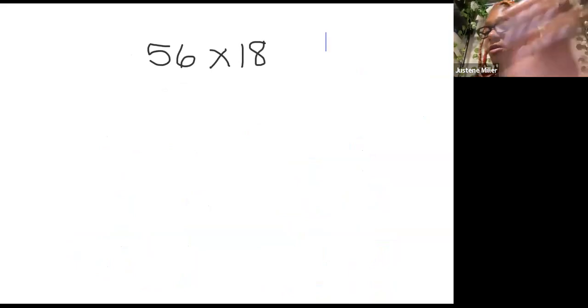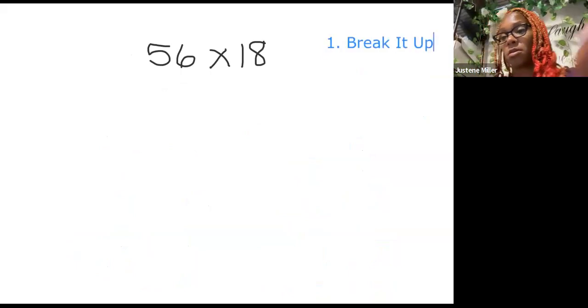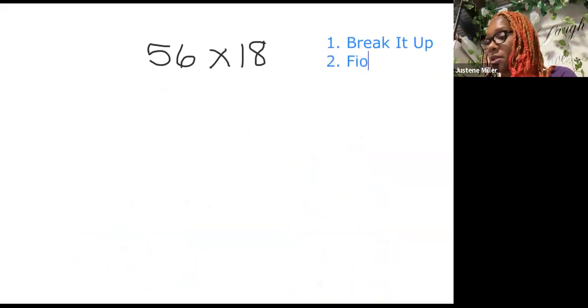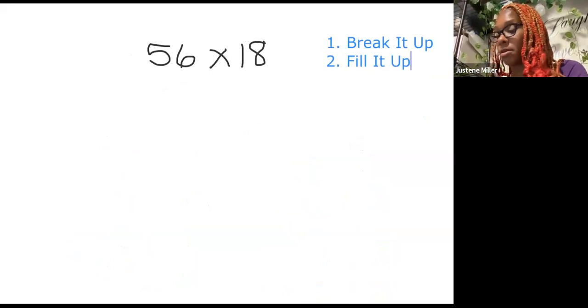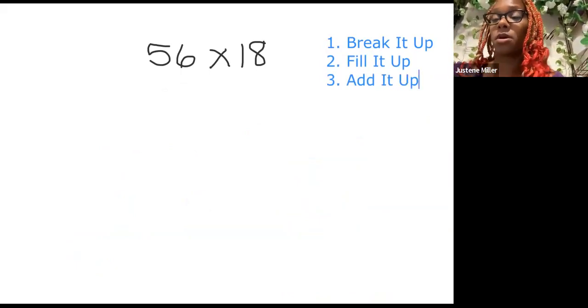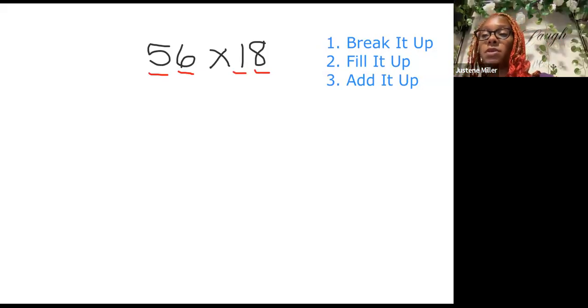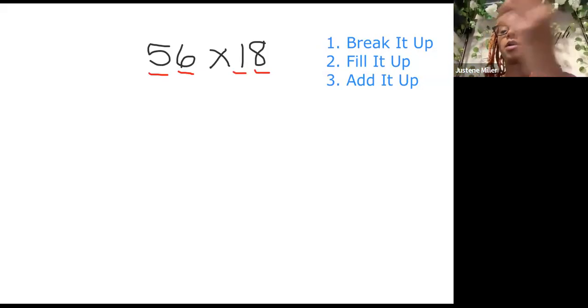All right. Step number 1 is break it up. Step number 2, fill it up. And step number 3, add it up. Yes, let's add it all the way up. Here we go. So I notice first, how many digits do I have? So I know how many boxes I need. Well, I have 2 digits by 2 digits. 2 by 2 gives me 4. So I need 4 total boxes in my area model with 2 on each side.